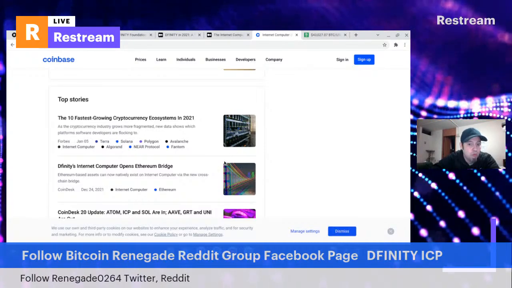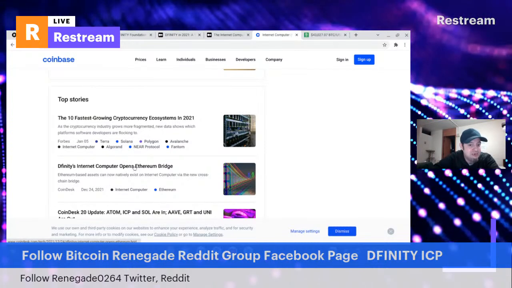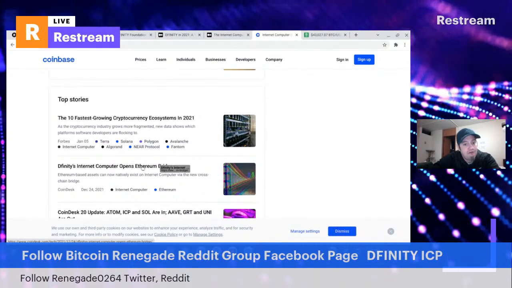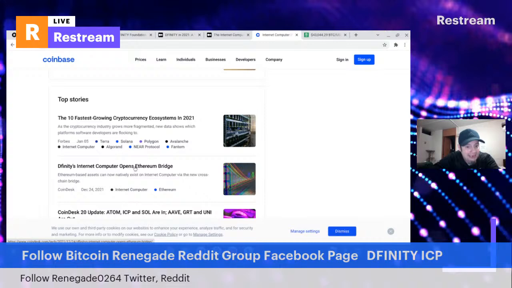It is now a layer 1 connected with another layer 1. So these are two individual blockchains with a bridge that now can interact from ERC20 to ICP.